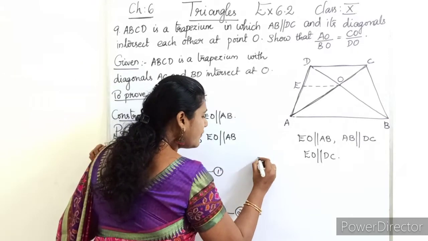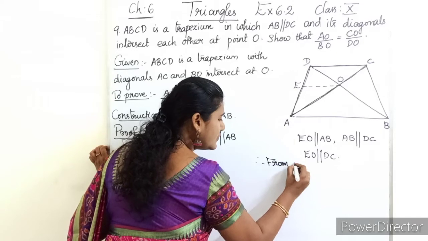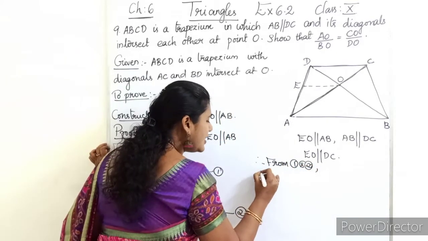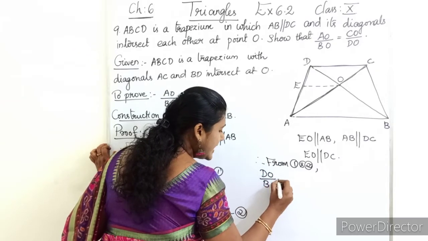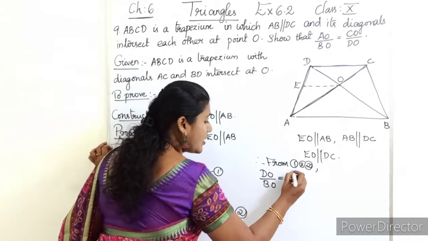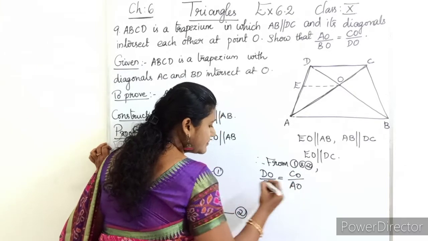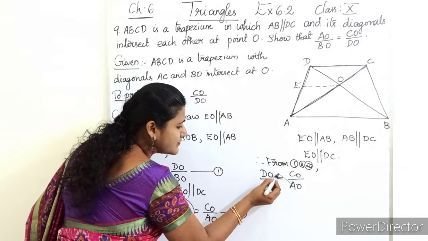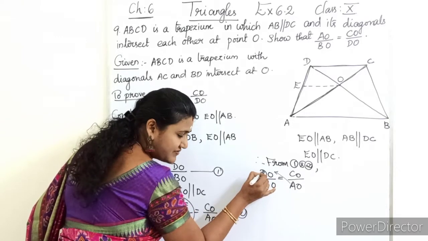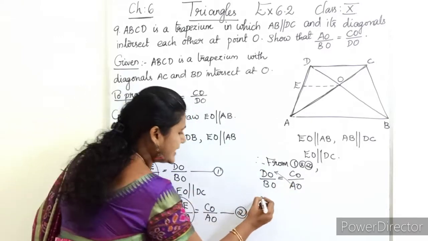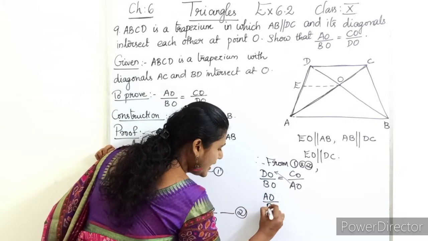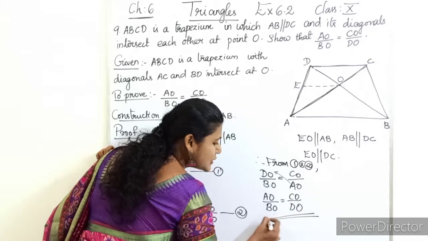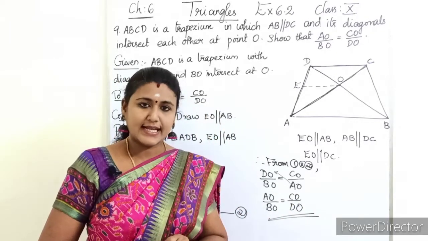Therefore, from equations 1 and 2, we can write DO by BO is equal to CO by AO. Actually what we want is AO by BO. So we take this AO to the left side and DO to the right side. So we can write AO by BO is equal to CO by DO. Actually this is what we have to prove. Now we will see the next question.